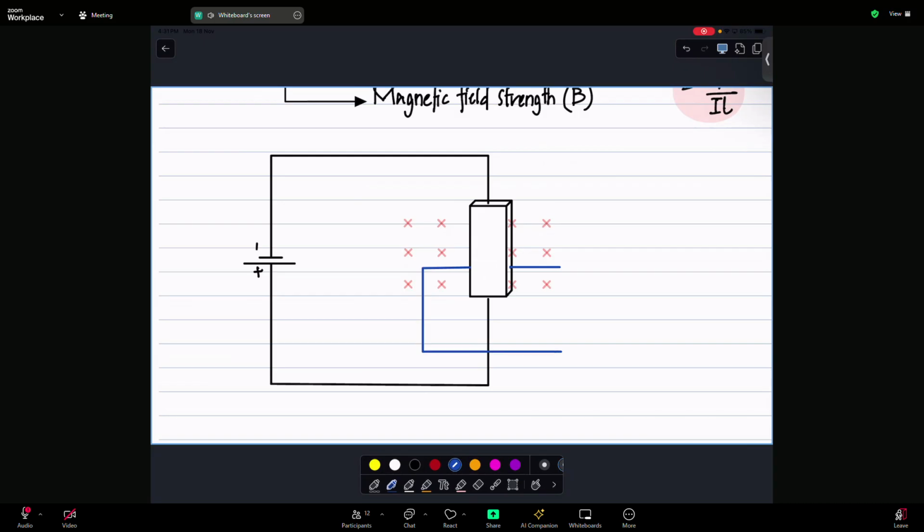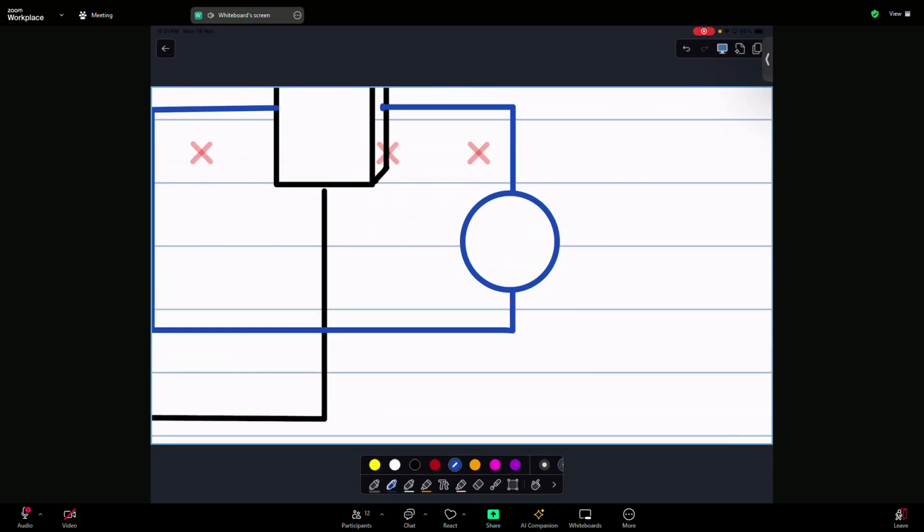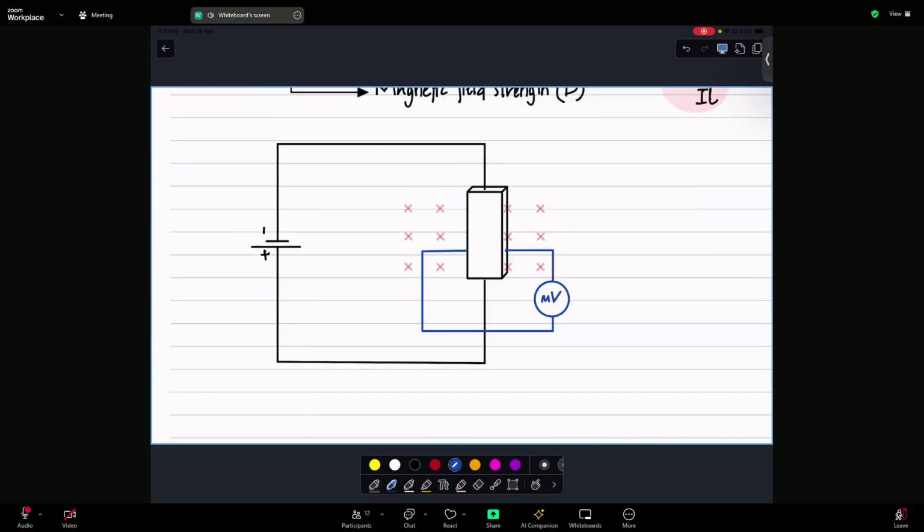Okay, so we take these two wires like this and we place a voltmeter here, and the voltmeter that you place here is supposed to be a very sensitive voltmeter, which is typically millivolt. So why? Because the voltage is going to be very small, if there is any, right?